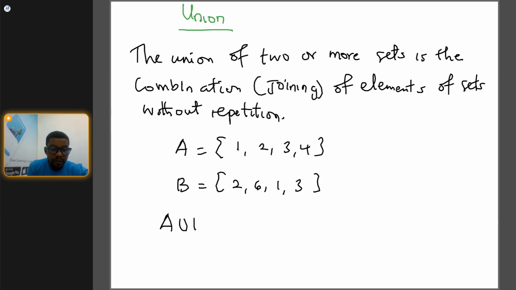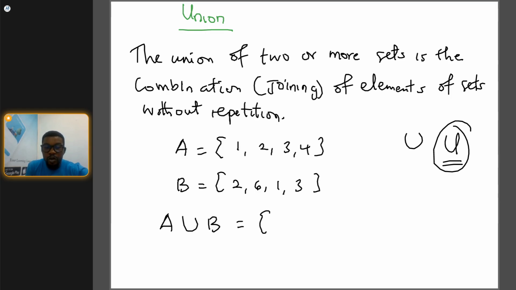A union B: the symbol is like this, not like this. You have to be careful when writing your symbol. This is the universal set and this is union. So A union B equals the combination. We start from the least number, which is 1. So I have 1, comma. Since I have 1 here and 1 there, I'm not going to write 1, comma, 1. That is wrong. It has to be just 1. No repetition.